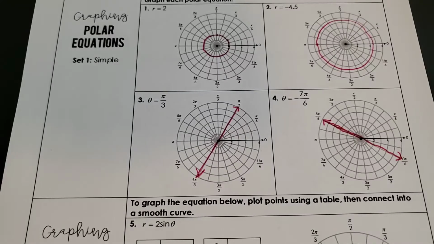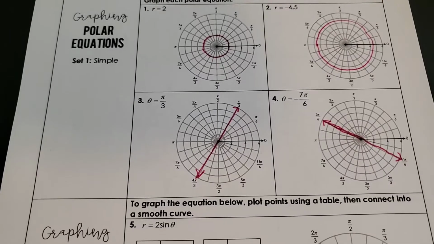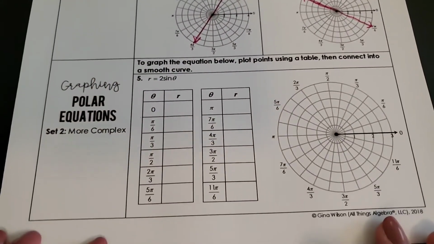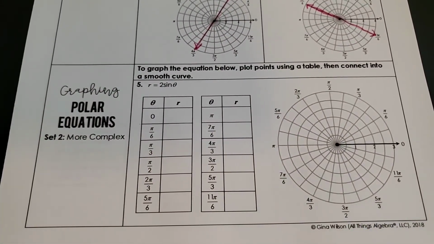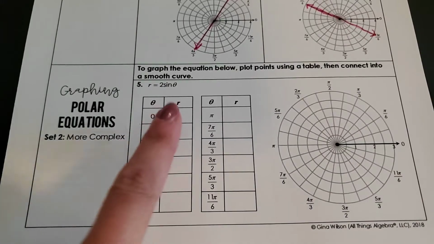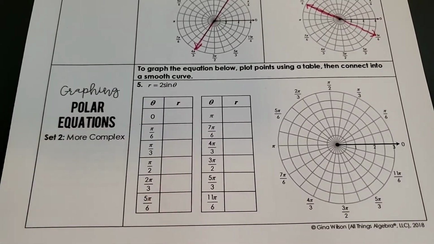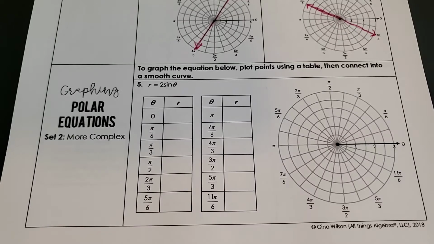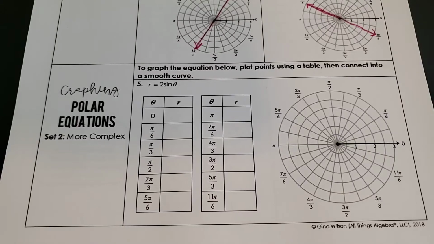R equals a constant, we have a circle centered at the origin, or that pole. But equations get a little bit more complex than that, and so we want to up the ante just a little bit. What if we throw a trig function in there? R equals 2 sine theta. We're going to begin to explore this by plugging in some values between 0 and 2 pi, like one trip around the unit circle.